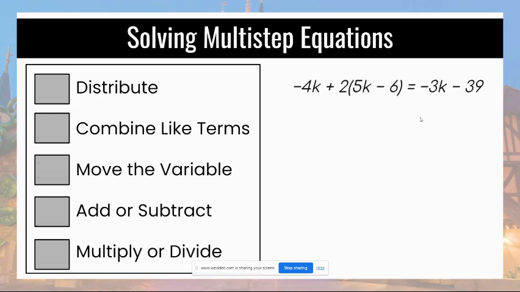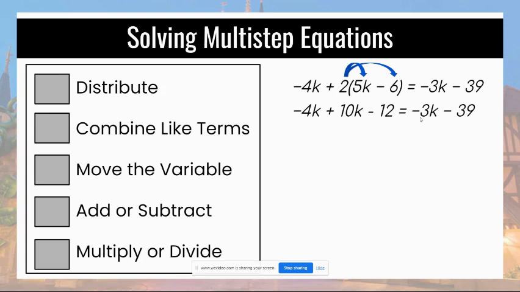This last one, we're going to put it all together. So the very first thing I see is I have some parentheses, so I'm going to need to distribute. I see I have a subtraction sign inside the parentheses, so I'm going to rewrite all of this as adding a negative. So I'm going to do 2 times 5k, and then 2 times negative 6. So 2 times 5k is 10k. 2 times negative 6 is negative 12.